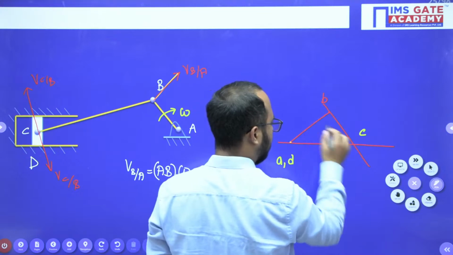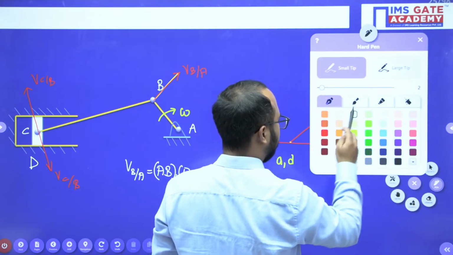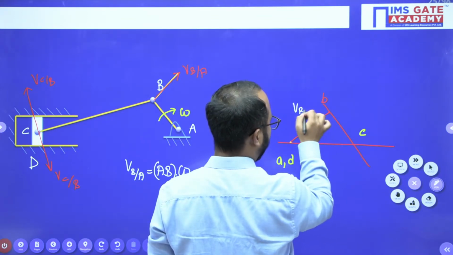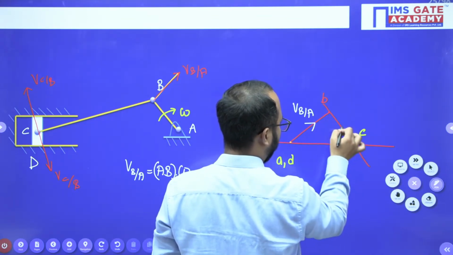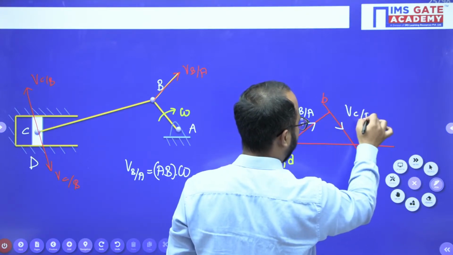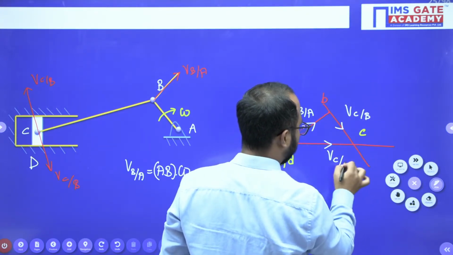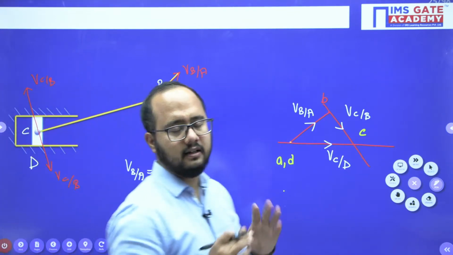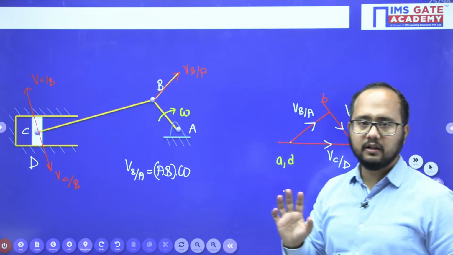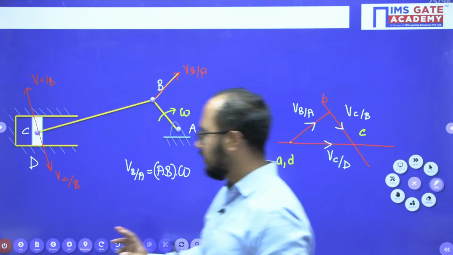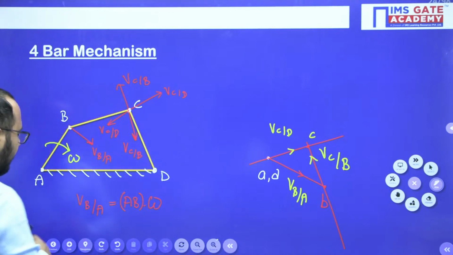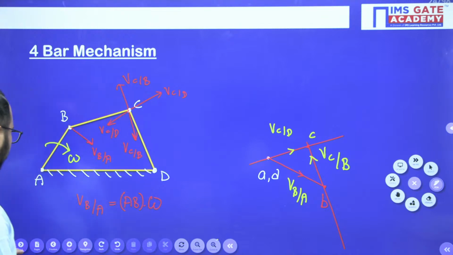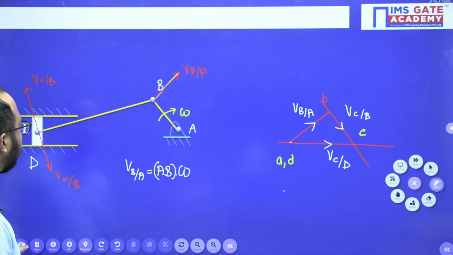So now understand. So here this is velocity of B with respect to A, velocity of C with respect to B. This is the velocity of C with respect to D, like this. This is the velocity vector you will get for the single slider crank mechanism. Okay everyone, the procedure is clear. So you can use this procedure for any kind of numerical, right? Any kind of numerical you can use such kind of procedure in order to get the velocity diagrams, right?